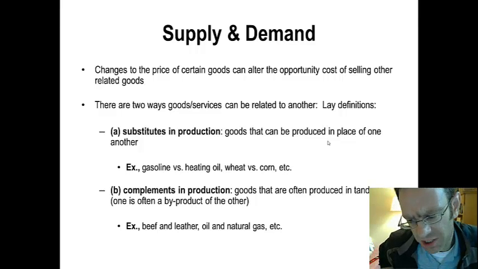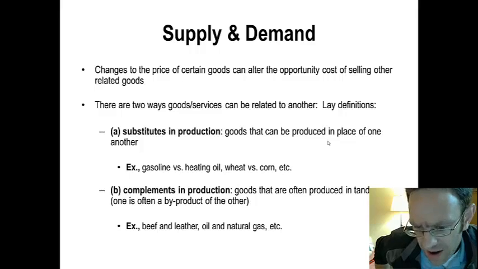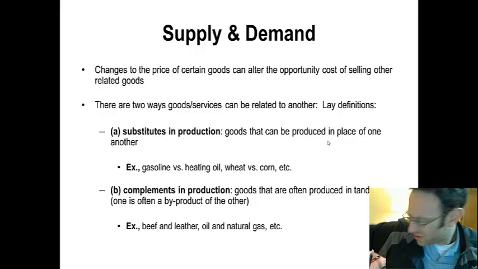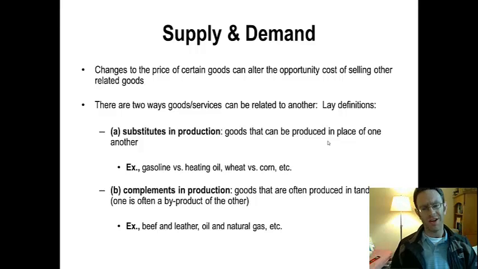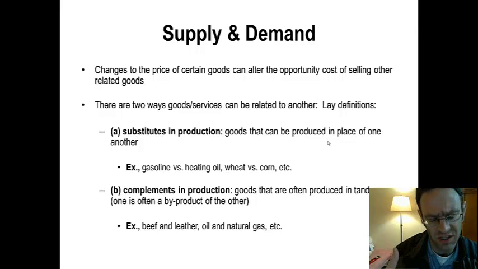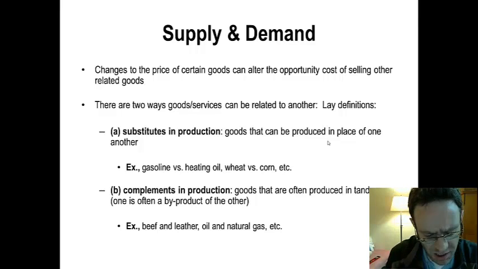Complements in production, on the other hand, are commodities that can be viewed as being produced together or in tandem. And it's oftentimes useful to think of complements in production where one commodity is the byproduct of another. So, cattle ranchers, when they produce beef, are also producing leather.